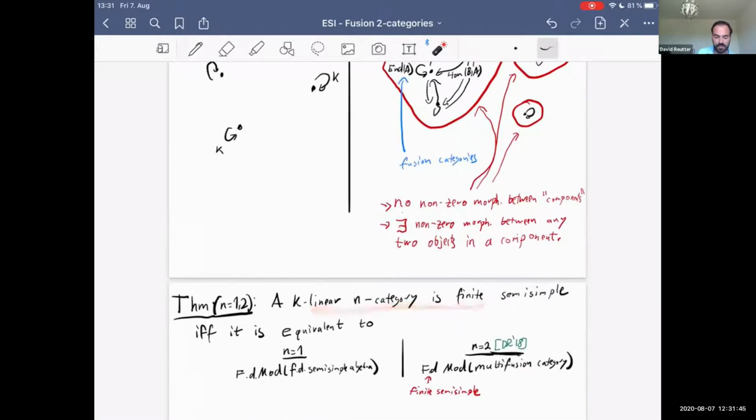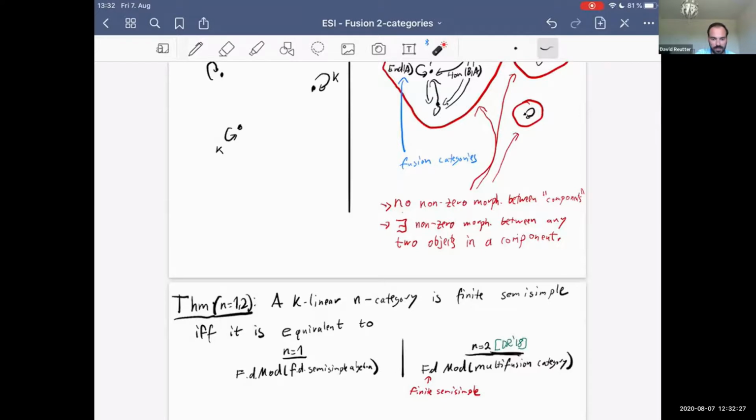A k-linear n category is finite semisimple, and this again works for n equal 1 and n equal 2, if and only if it is equivalent to, for n equal 1, finite dimensional modules of a finite dimensional semisimple algebra, and for n equal 2, finite semisimple modules of a multi-fusion category. So this notion of finite semisimple k-linear 2 category that we've defined before, having direct sums, being idempotent complete, and being locally finite semisimple, is equivalent to saying I'm finite semisimple modules of a multi-fusion category. Conversely, finite semisimple modules of any multi-fusion category is a finite semisimple 2 category.